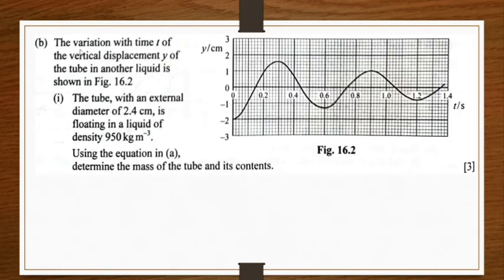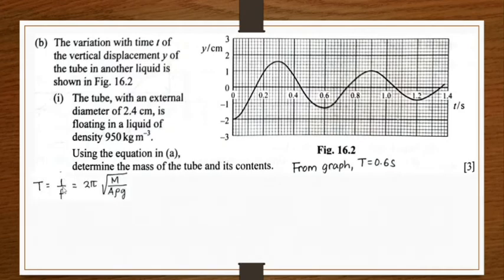For question B, the variation with time t of the vertical displacement y of the tube in another liquid is shown in this figure. The tube with an external diameter of 2.4 centimeters is floating in a liquid of density 950 kg per meter cube. Using the equation in A before, determine the mass of the tube and its contents. So from the graph we can see that the period is 0.6 seconds. Period is the time to do one oscillation. So it is 0.6 seconds.